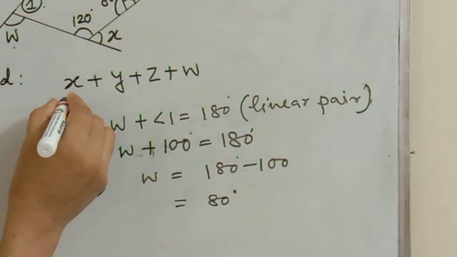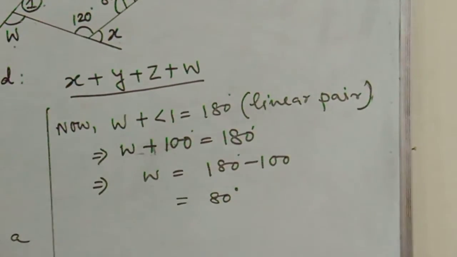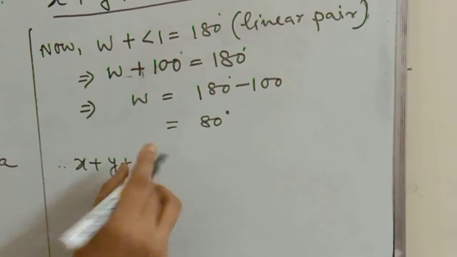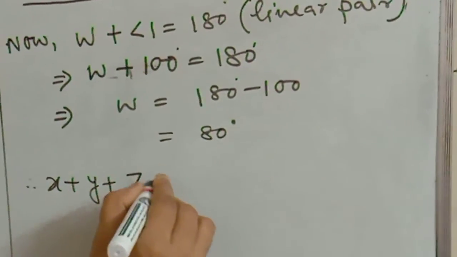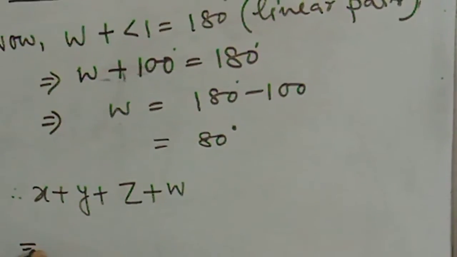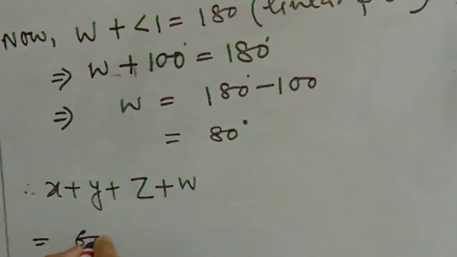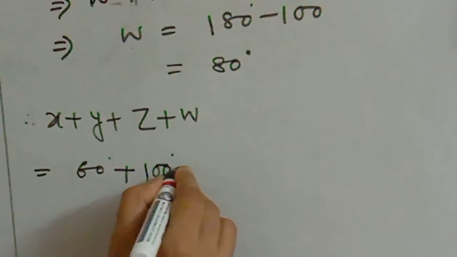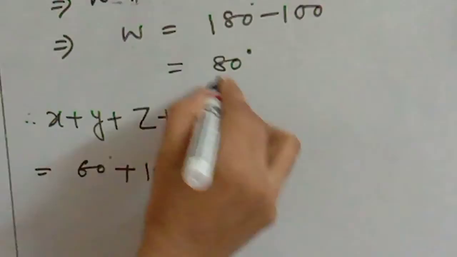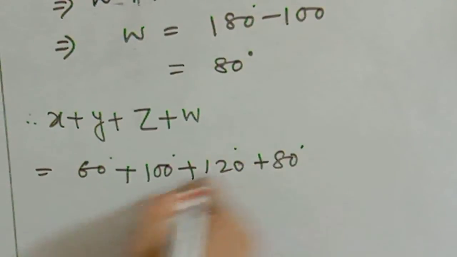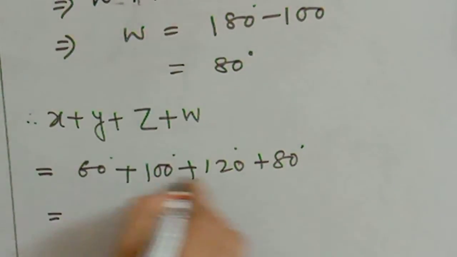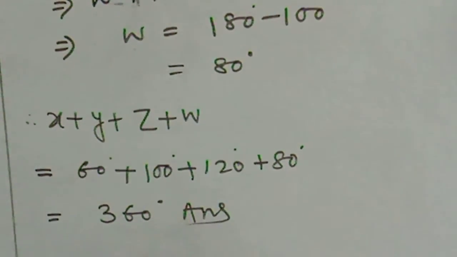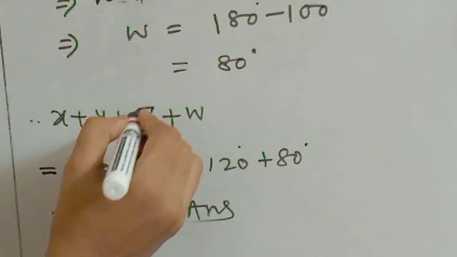Now you have to find the sum of x, y, z and w. Therefore x plus y plus z plus w is equal to, the value of x is 60 degree, value of y 100 degree, value of z 120 degree and value of w 80 degree. If you add all the angles, you will get 360 degree. So this is the value of x plus y plus z plus w.